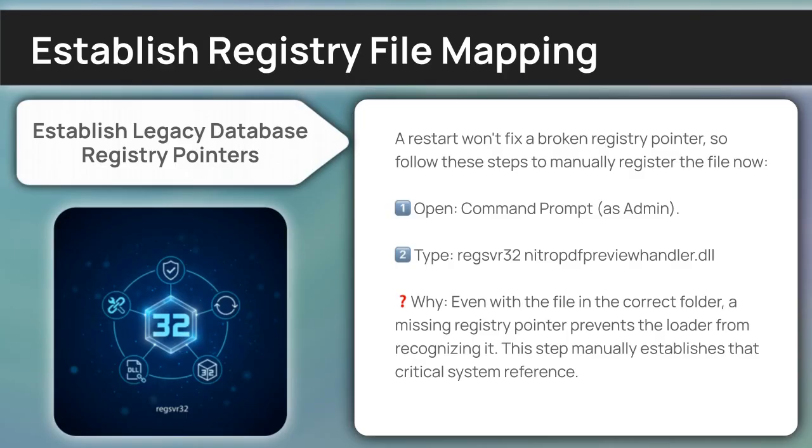A restart won't fix a broken registry pointer, so follow these steps to manually register the file now. First, open Command Prompt as admin. Second, type regsvr32 followed by your file name causing the error, then hit Enter.